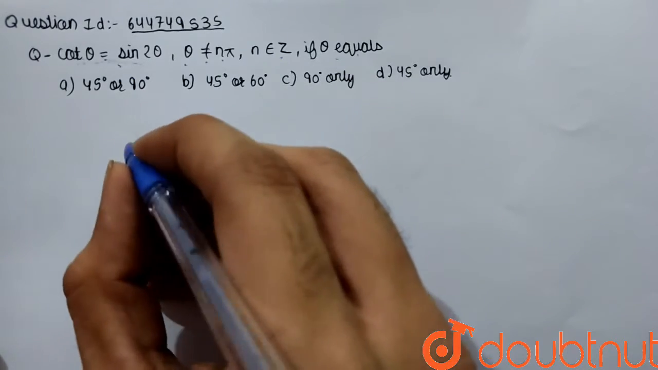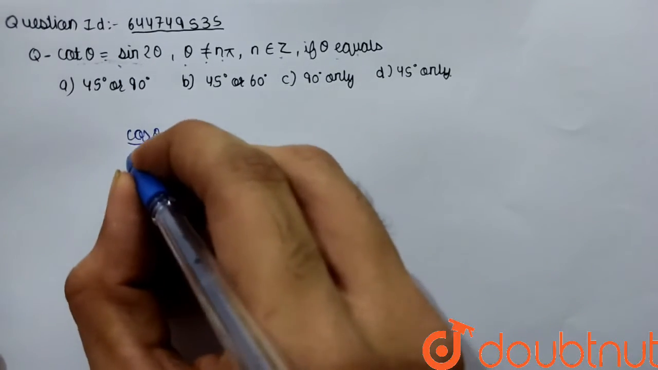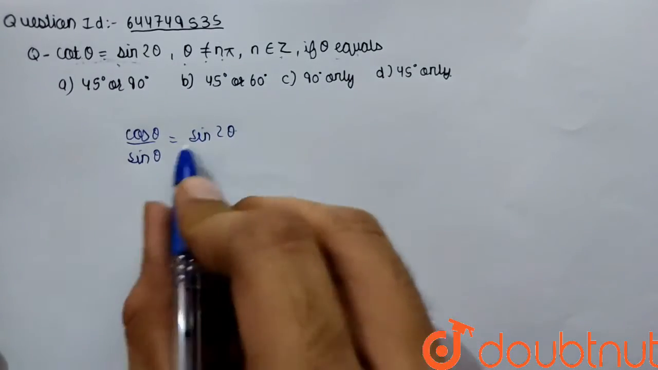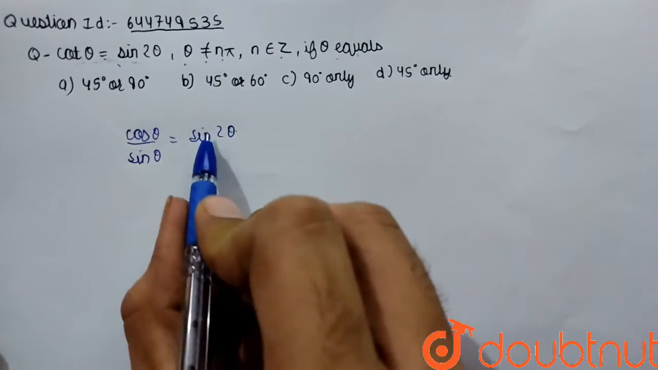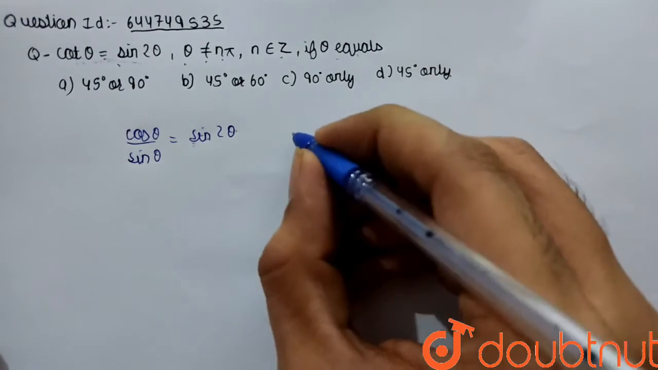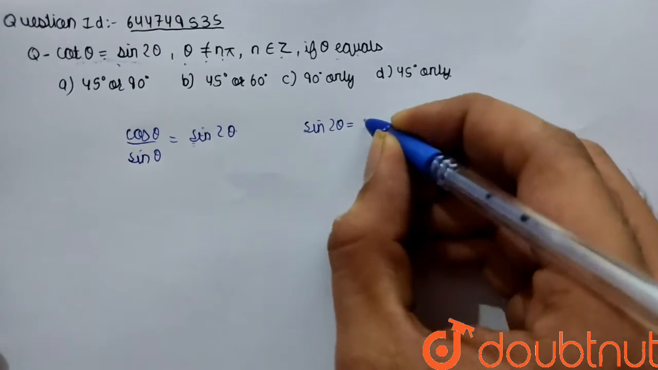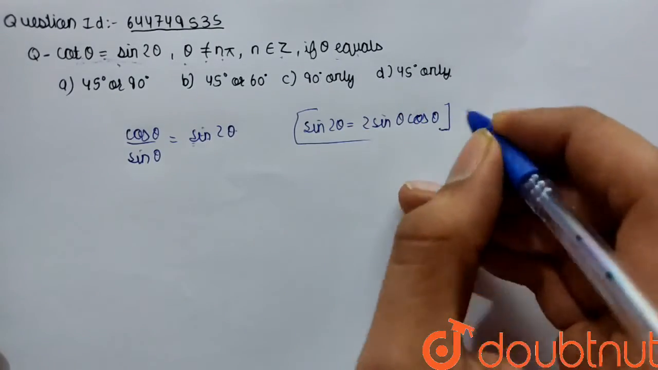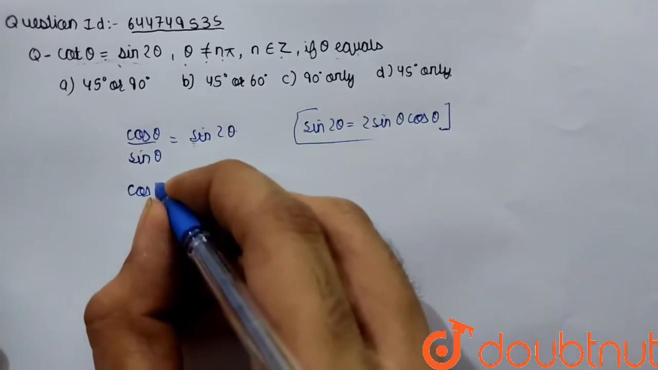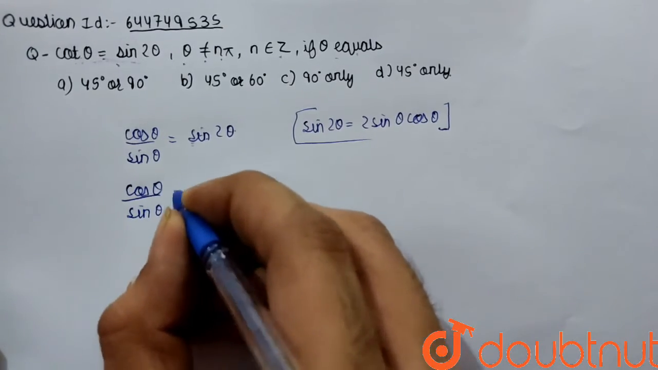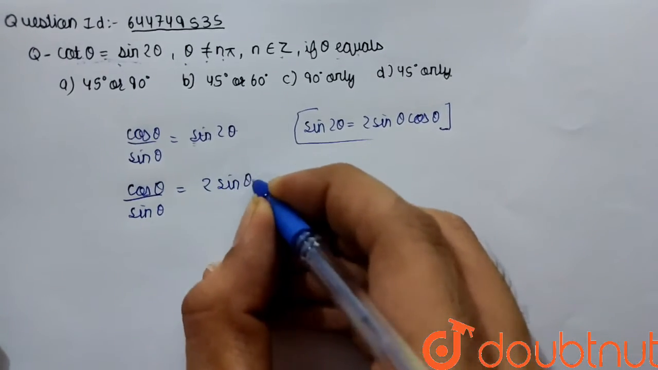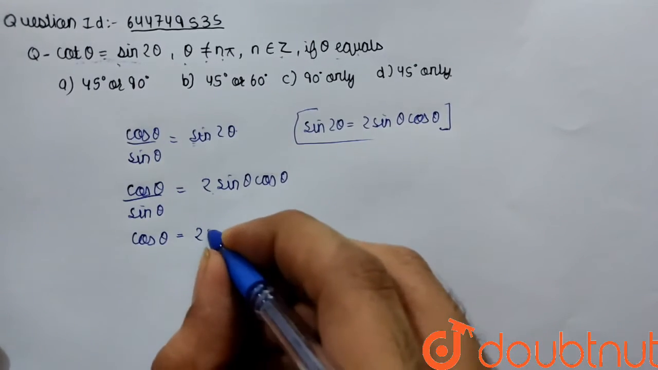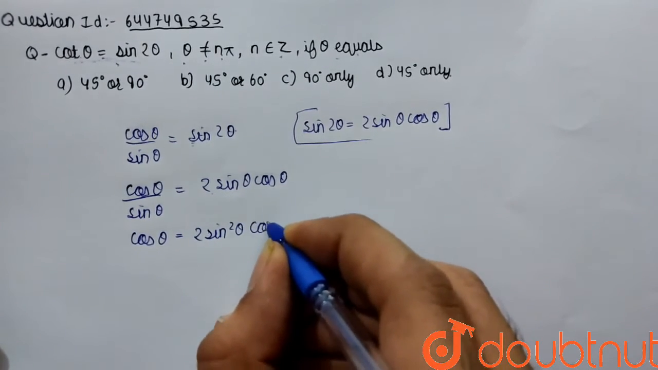We know that cot theta is cos upon sine. So we can write cos theta by sine theta equal to sine 2 theta. Sine 2 theta can be written as 2 sine theta cos theta. So cos theta by sine theta equals 2 sine theta cos theta. Multiply by sine here, so we are left with cos theta equals 2 sine square theta cos theta.